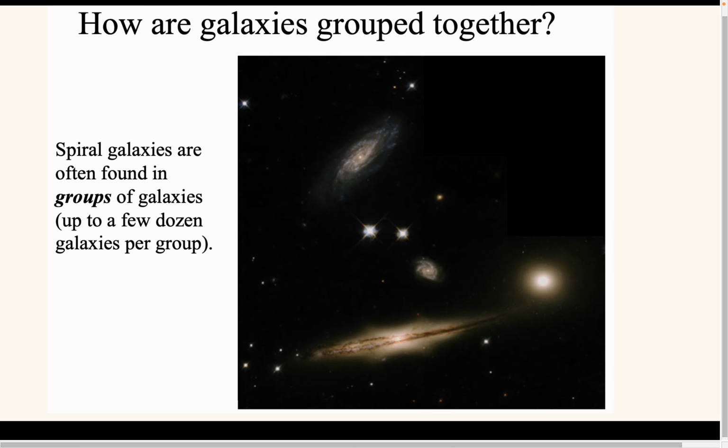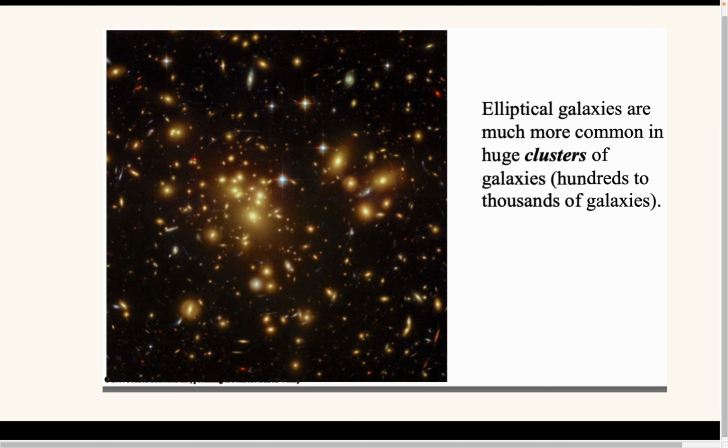Galaxies often live in groups. Generally, spiral galaxies are often found in groups of galaxies, and spiral groups contain a few dozen galaxies per group. The elliptical galaxies mainly live in huge clusters of galaxies, and these clusters contain 100 to 1000 galaxies.